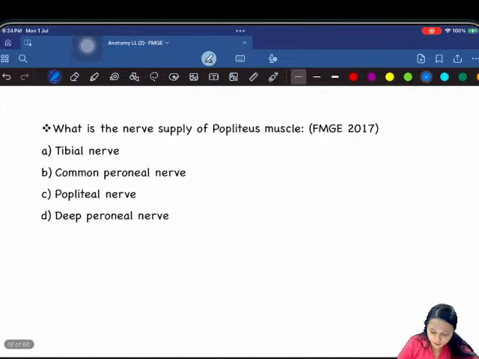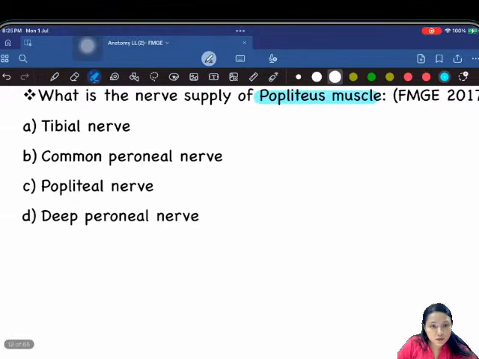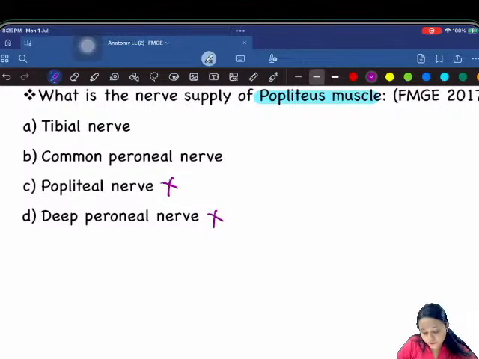What is the nerve supply of the popliteus muscle? We have just come across that the fascia covering the popliteus muscle forms the floor of the popliteal fossa. The options given are tibial nerve, common peroneal nerve, popliteal nerve and deep peroneal nerve. Popliteal nerve is not a nerve at all, and deep peroneal nerve is also not an option. Now you are confused between the tibial nerve and the common peroneal nerve.